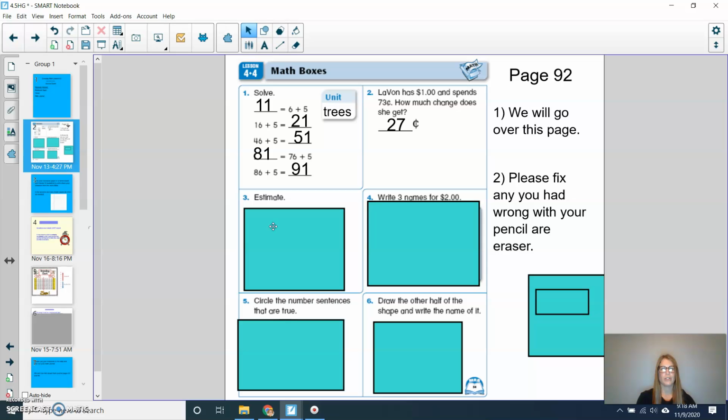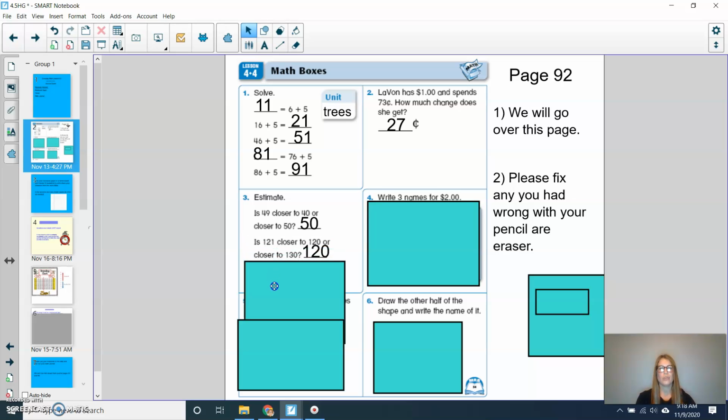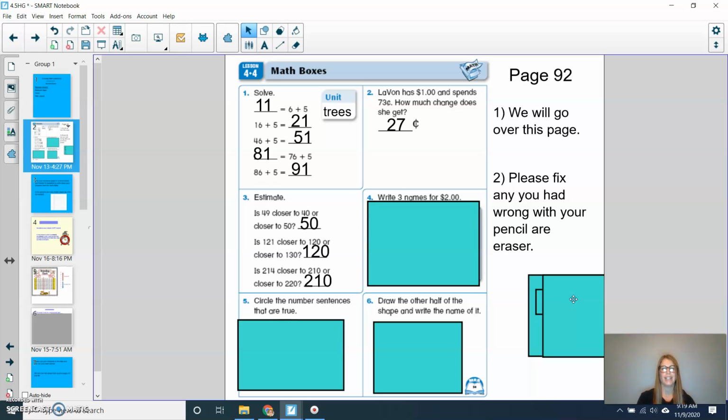For question number 3, we're going to estimate. So we have, is 49 closer to 40 or 50? It's closer to 50. Is 121 closer to 120 or closer to 130? And we know it's closer to 120. Is 214 closer to 210 or closer to 220? And it's closer to 210. And we're going to work quite a bit on this today in our lesson.